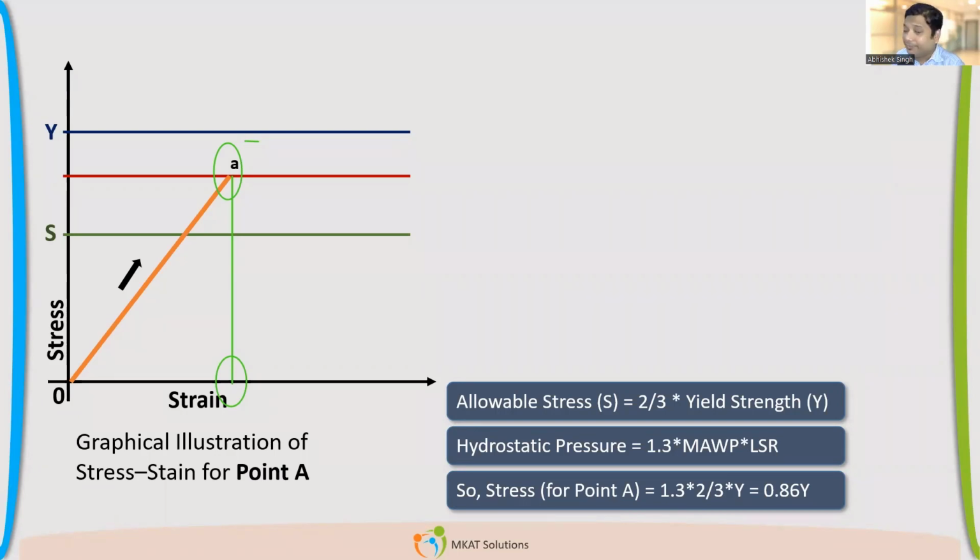Now I have increased the pressure for hydro. I am maintaining it, holding it for some time, and then relaxing the pressure. So what will happen in the next cycle? Again, my body will take the same path. It will come from A to O. Clear up to that, guys? So O to A, and then when we release the pressure, A will come back to O, because there is no permanent deformation. It will follow the same elastic behavior. Great.